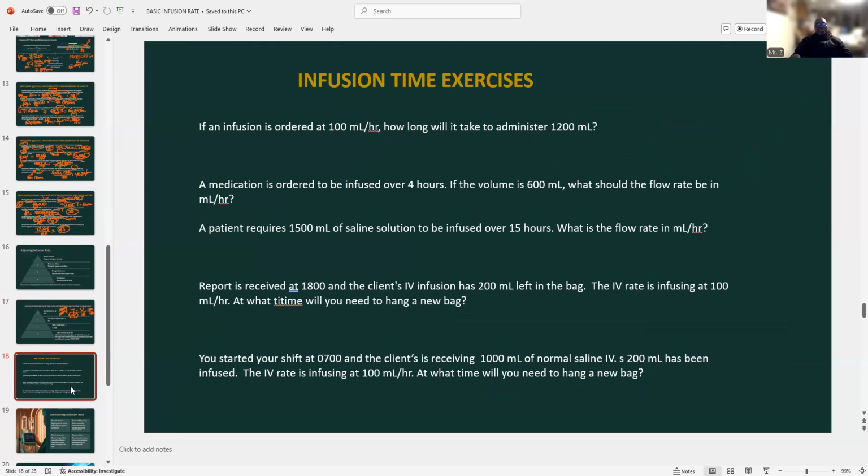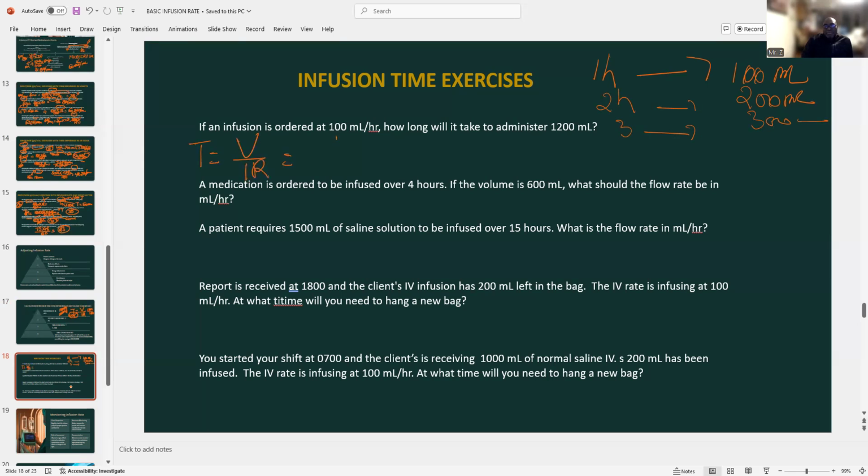Your infusion is ordered at 100 milliliter per hour. How long will it take to administer 1200 milliliter? Think about this. Every hour we are giving 100 milliliter. It means what? 2 hours, it will be what? 200. All right. After 3 hours, it will be what? 300. All right. So as we learned, your time of the infusion is volume divided by infusion rate.